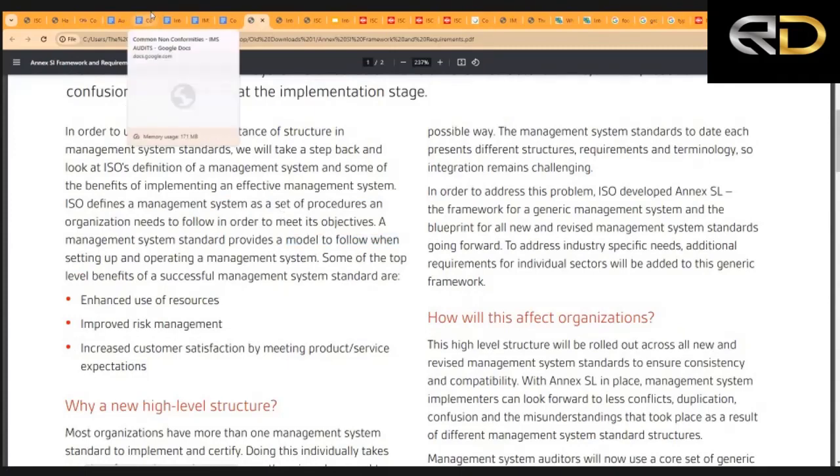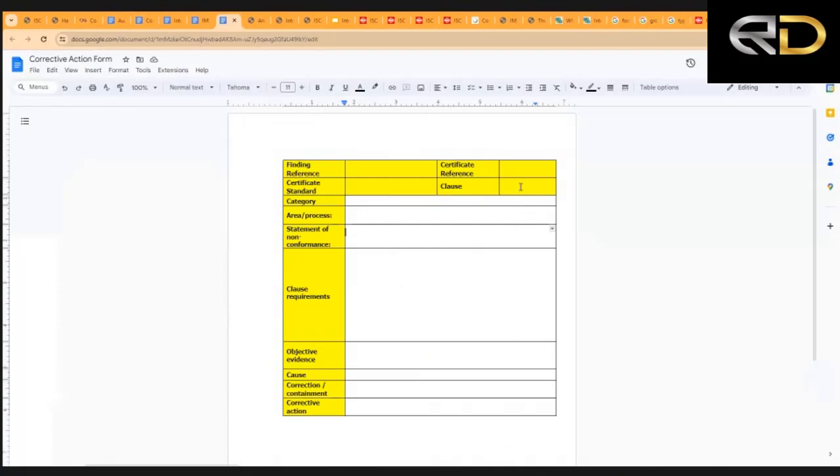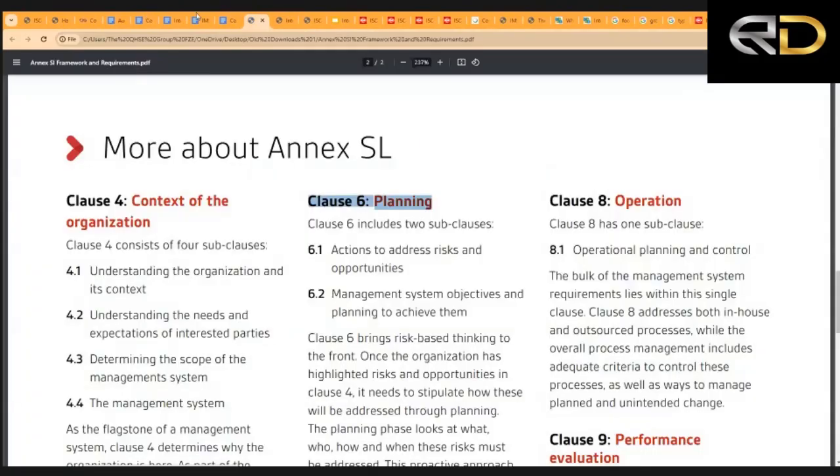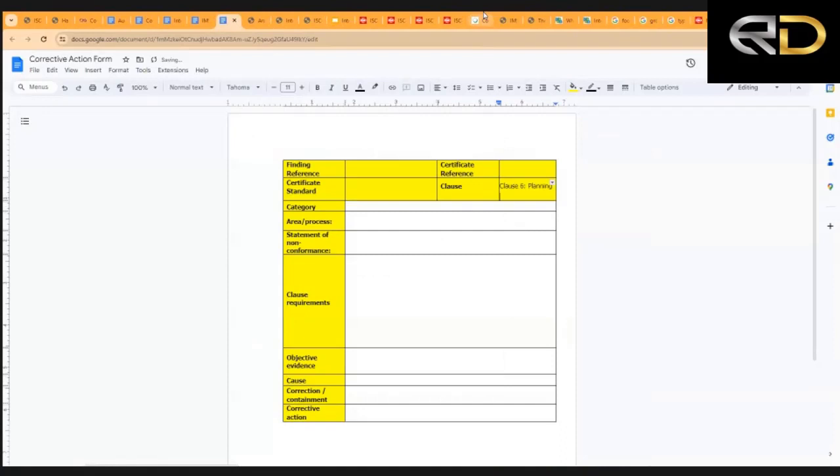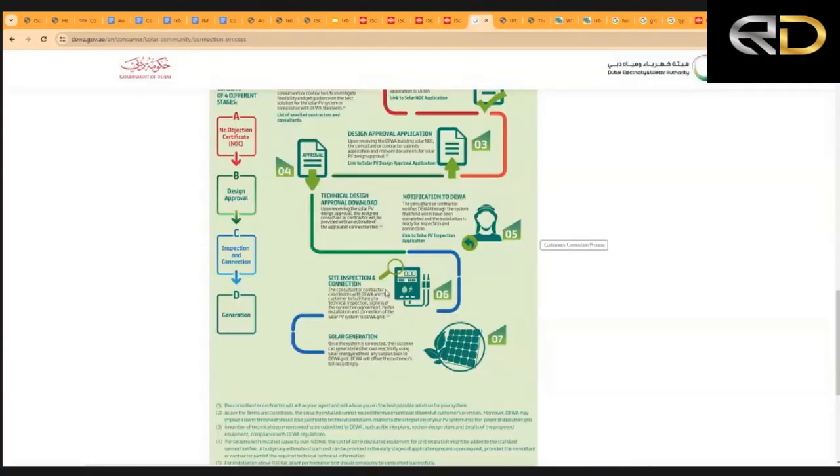That is the main thing here. So the document that you use is this one. You start off with the clause where exactly the non-conformity originated from. From this example, this was from clause number 6. So you're going to say this is clause number 6, so that the people in this department really know exactly what is there.